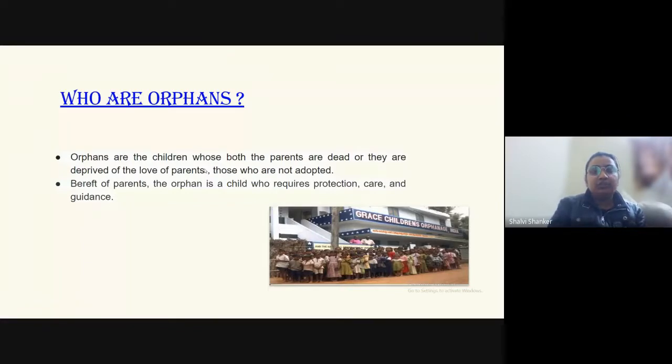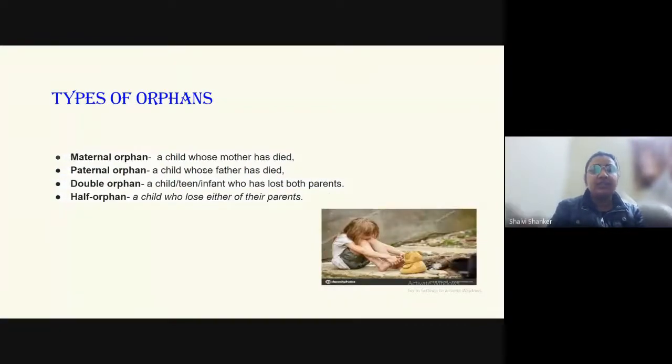According to UNICEF, there are several types of orphans. First is a maternal orphan, a child who has lost his mother. A child who has lost his father is known as a paternal orphan. There are other terms, double orphan and half orphan. A double orphan is a child who has lost both of his parents, and a half orphan is a child who has lost either his mother or his father.